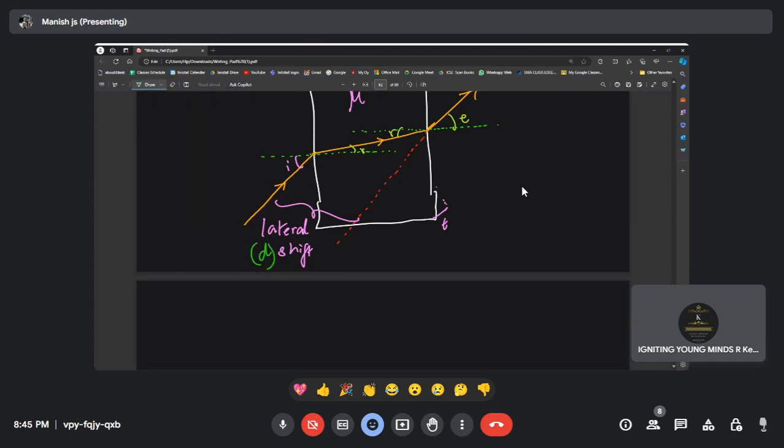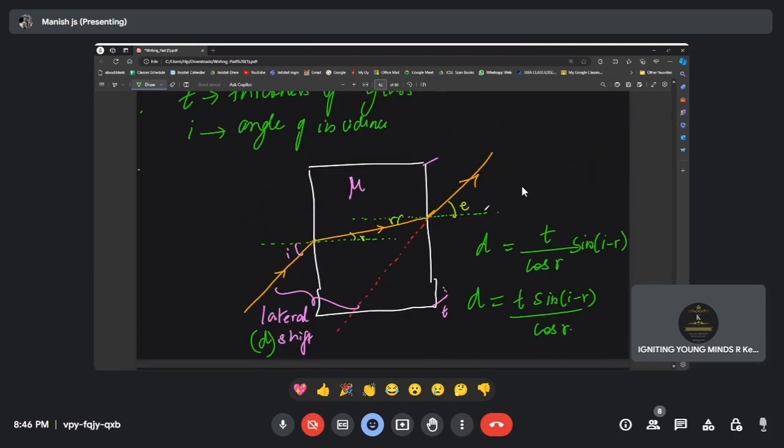Okay, so we'll write down the formula. D is equal to T upon cos R, where R is nothing but the angle of refraction, sorry, times sine (I minus R). So this is the relation, children. Lateral shift is T times sine (I minus R) upon cos R, where R is the angle of refraction and I is the angle of incidence.